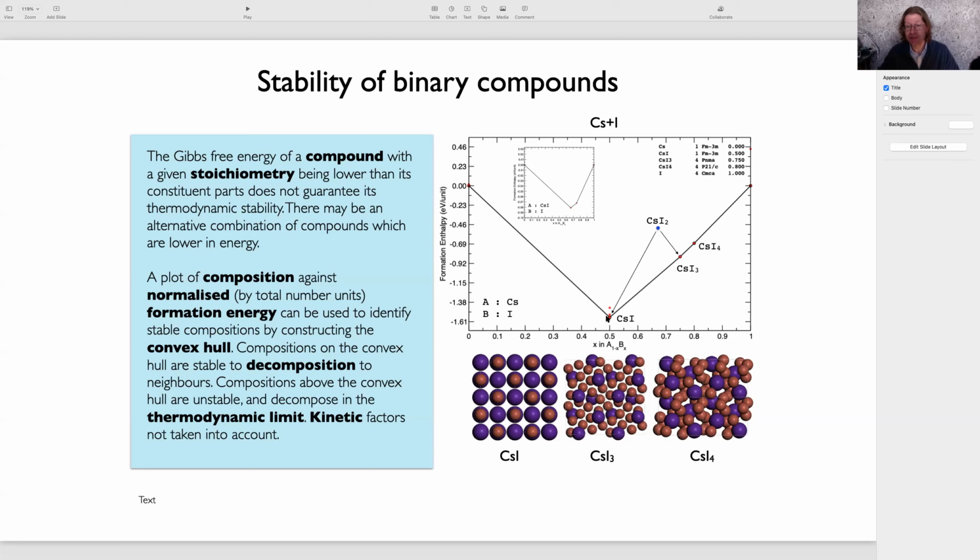And so these are the stable compositions. These are the compositions that are thermodynamically stable, in contrast to, for example, CsI2, which is above the convex hull. Okay, and structures above the convex hull could lower their energy by decomposing, in this case, into some CsI and some CsI3. Okay, so you would take 2 CsI2, it would split into 1 CsI and 1 CsI3. Okay, so compounds above the convex hull are unstable to decomposition. And so you can see this is a super neat way.